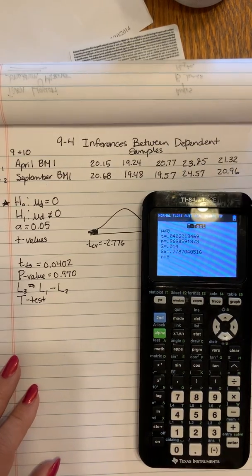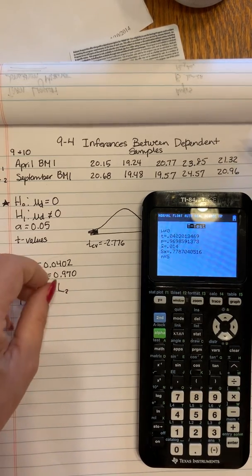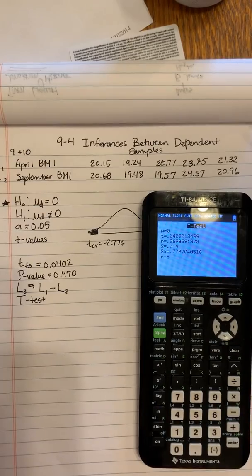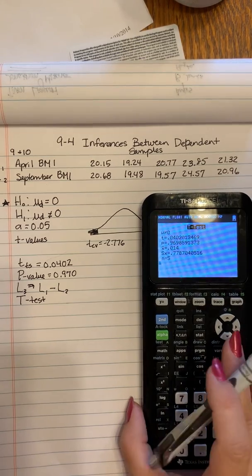Now, if I made a mistake and I only entered 4 values for one of these lists and I entered 5 for the other, it needs it to be ordered pairs. So it will throw back that I've got an error, that I need to have the same exact number of values in L1 and L2 in order to be able to do this.